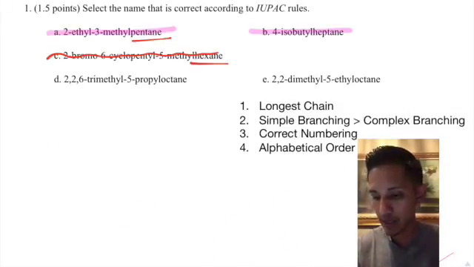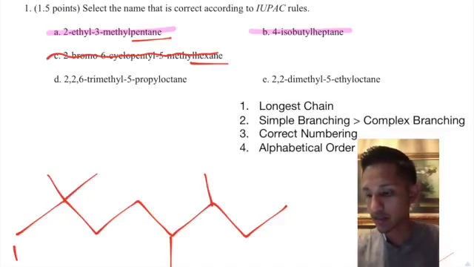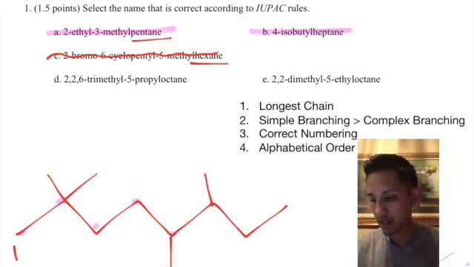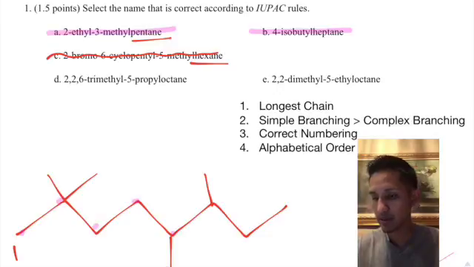Okay, looking at D, octane. Okay, and then 2,2,6-trimethyl. So we'll start over here at 1, then 2, 3, 4, 5, 6 methyl, trimethyl, and then 5-propyl octane. Okay, so let's look for our longest chain. 1, 2, 3, 4, 5, 6, 7, 8. So 8, and then here we would have a sec-butyl and 2 methyls, but we don't want any complex branching, so we're not going to go with that one.